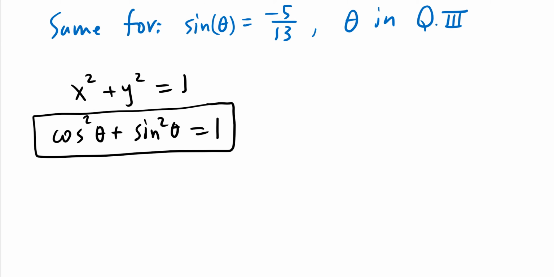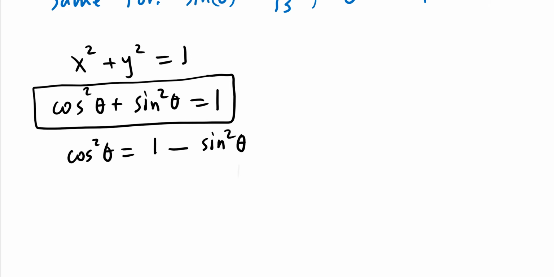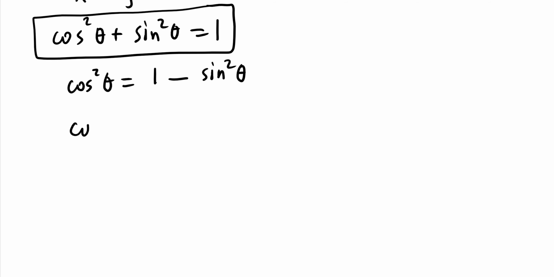So from here, let's say they give me sine. How am I going to find cosine? Well, I can solve for cosine from the Pythagorean identity, which is 1 minus sine squared, and then cosine by the square root property is plus or minus the square root of 1 minus sine squared theta.